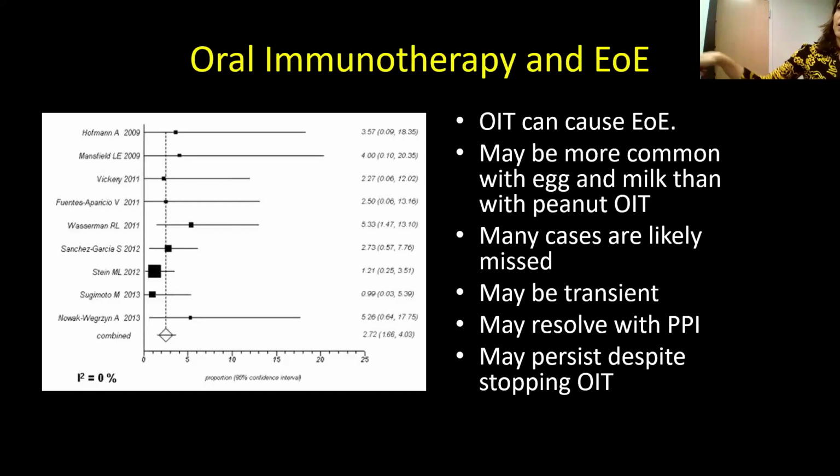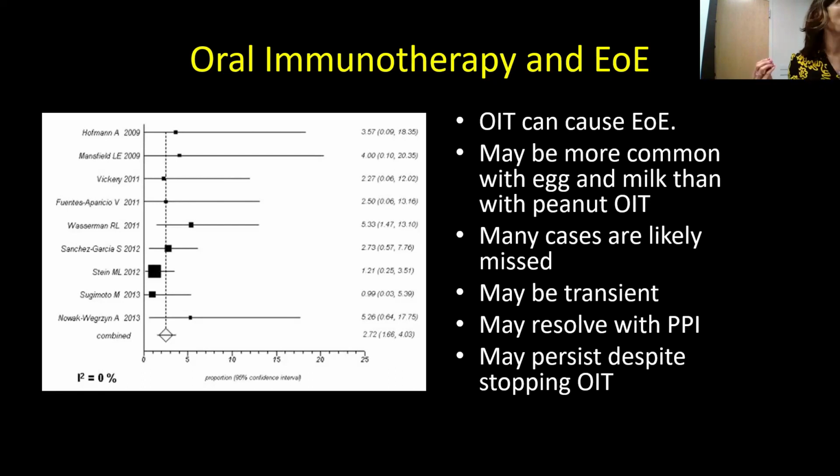So on the left is a meta-analysis of OIT. The upshot is it can be up to 5%. Milk and egg drive it more. Peanut is very unlikely to drive it, but it can. The bottom line of what you need to remember is OIT can cause EOE. It's like in the package insert, it's technically a contraindication. Whether you follow that or not is a clinical question that we can talk about if you want to.